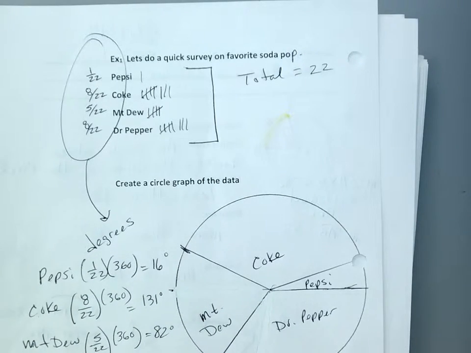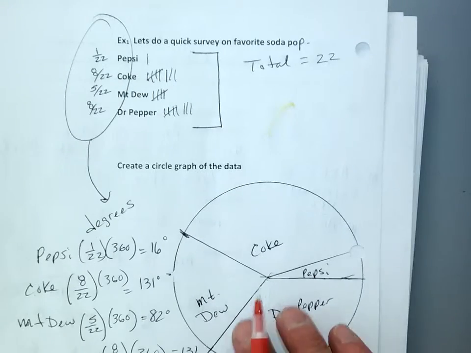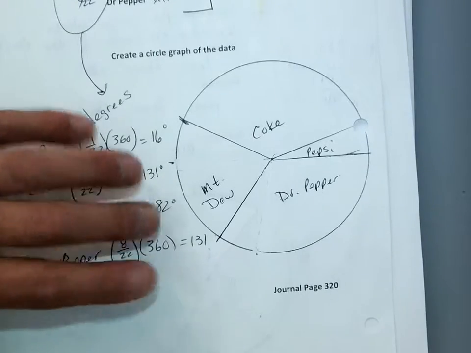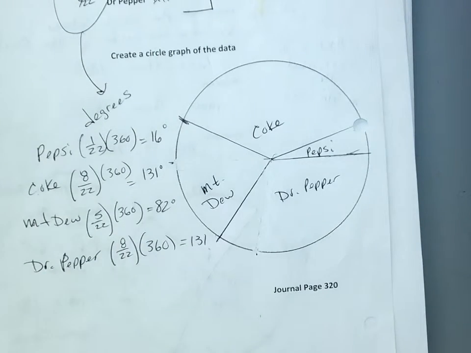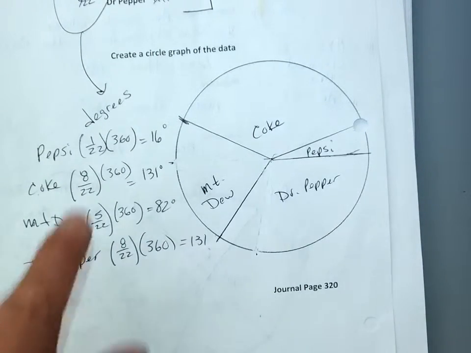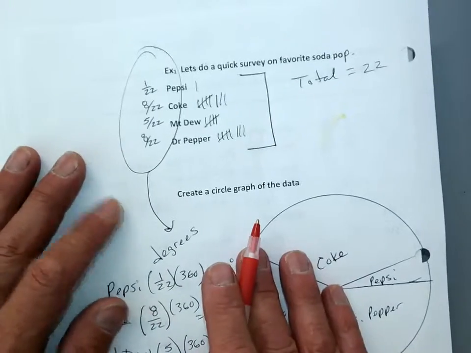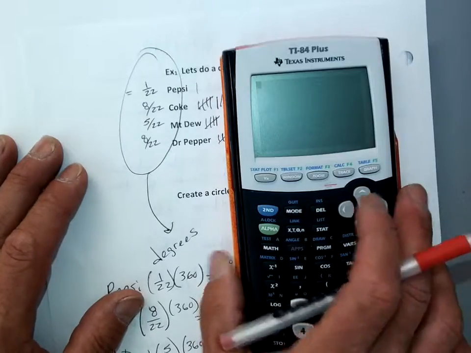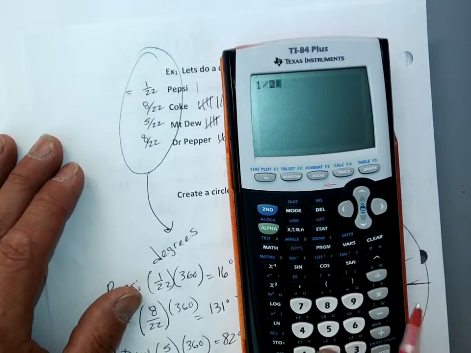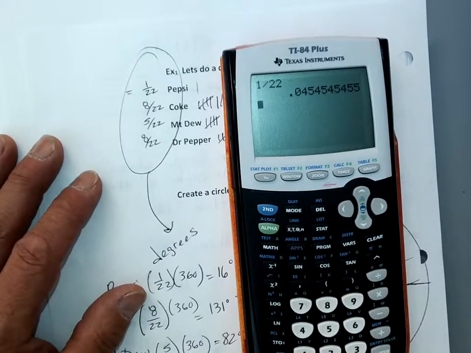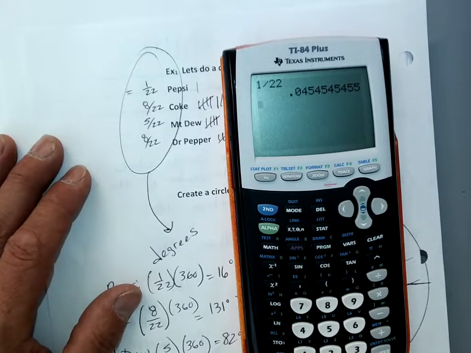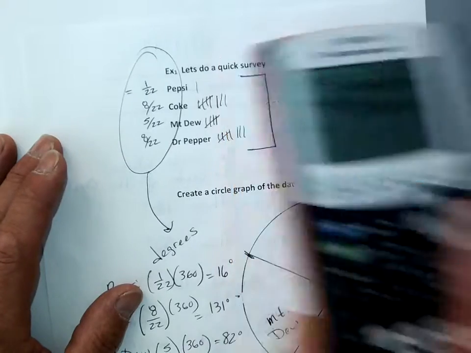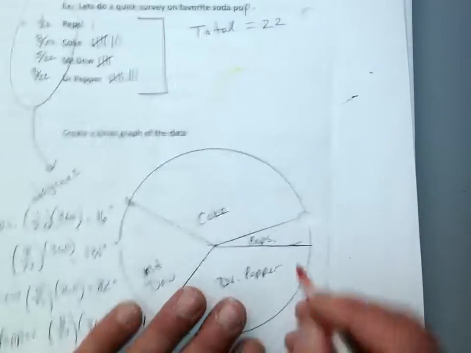Now, one thing I'd like to do is know what the percentages are, okay? Because any good circle graph gives you percentages, but that's easy. If you want the percentages, watch. Take the division, 1 divided by 22. It's about 0.045, but if I multiply that by 100, it's about 4.5%. So Pepsi is about 4.5%.